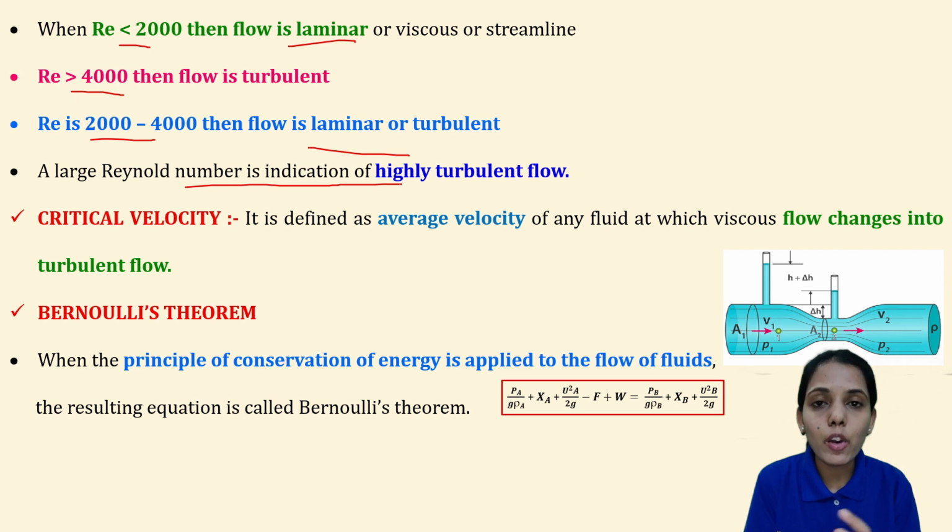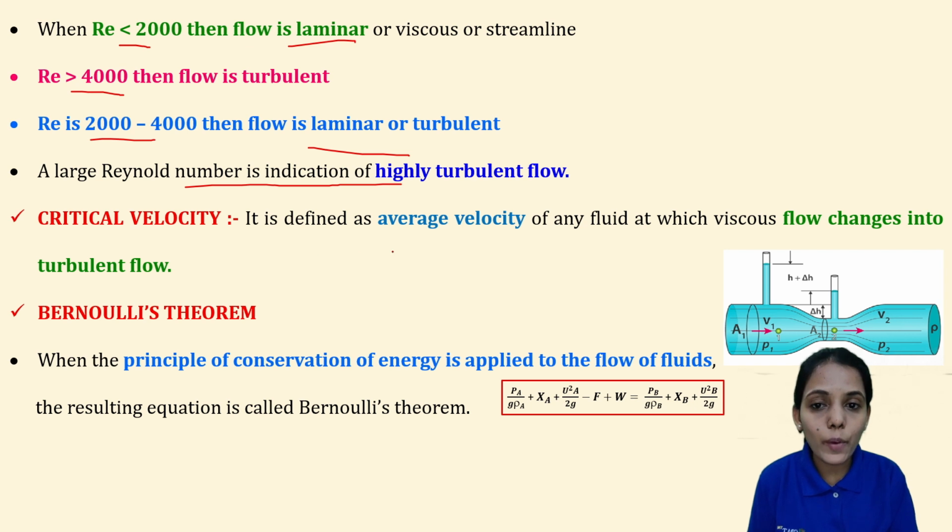Now critical velocity. Earlier also we have seen there are critical pressure, critical temperature. So these are the specific parameters. If it is critical velocity, it means something is going to change at this velocity. If it is critical pressure, something is going to change. Critical temperature. So these are the parameters which give some changes.